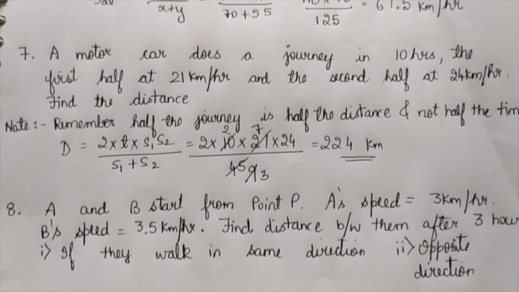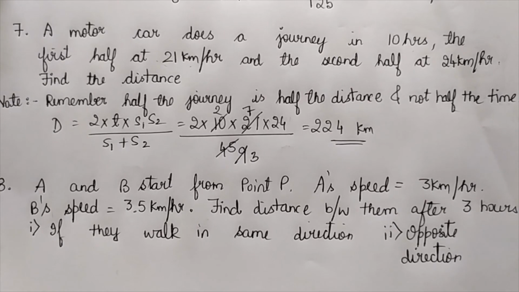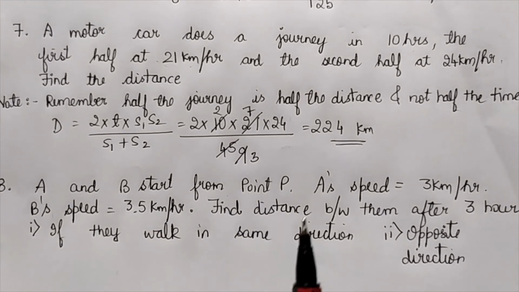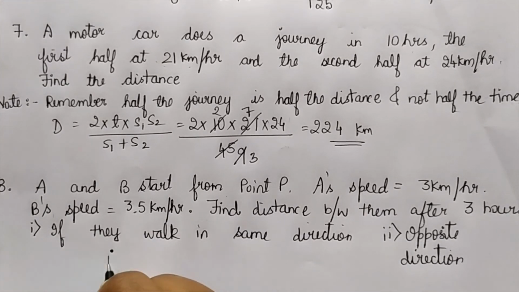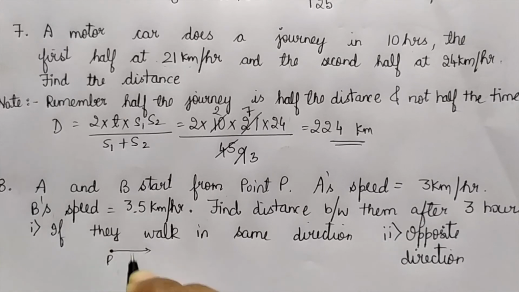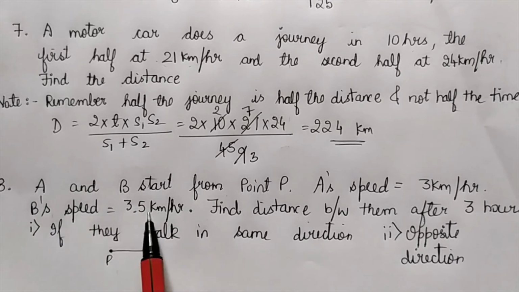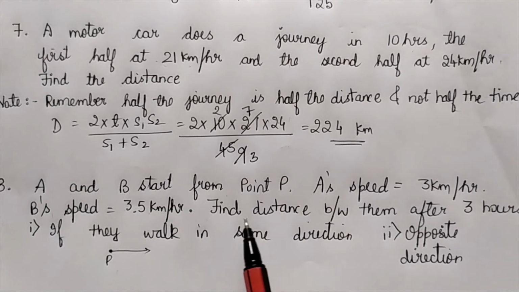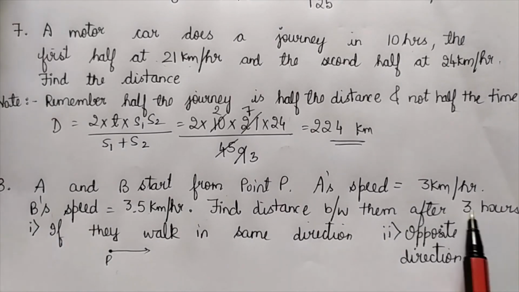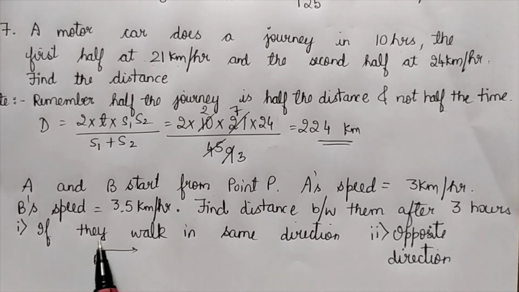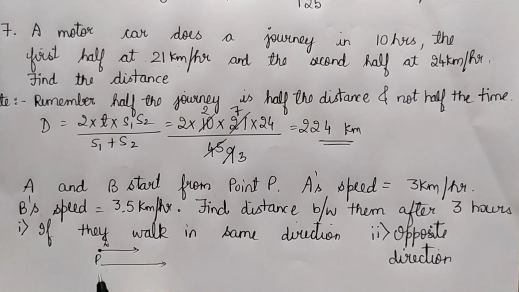Moving to the last problem for this type. A and B start from point P. They start from here. This is point P. A starts from here. His speed is 3 km per hour. B's speed is 3.5 km per hour. I must find the distance between them after 3 hours if they walk in the same direction. A and B are both walking in the same direction. This is A, this is B.